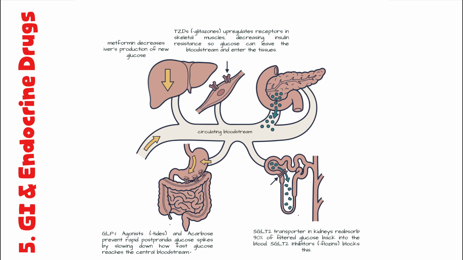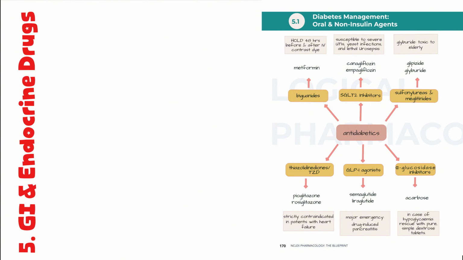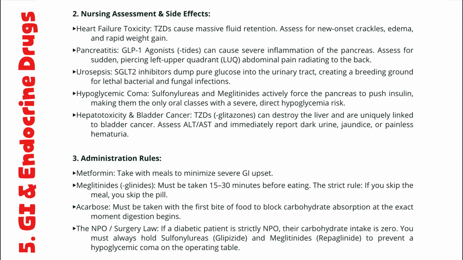TZDs cause real fluid retention and are contraindicated in heart failure. They're also hepatotoxic and carry a bladder cancer link, so dark urine or painless blood in the urine is worth reporting immediately. GLP-1 agonists can trigger pancreatitis. Sudden upper left abdominal pain radiating to the back is the tell. And sulfonylureas and meglitinides are the only oral classes with a direct hypoglycemia risk, since they force insulin release regardless of what's actually happening with food intake.